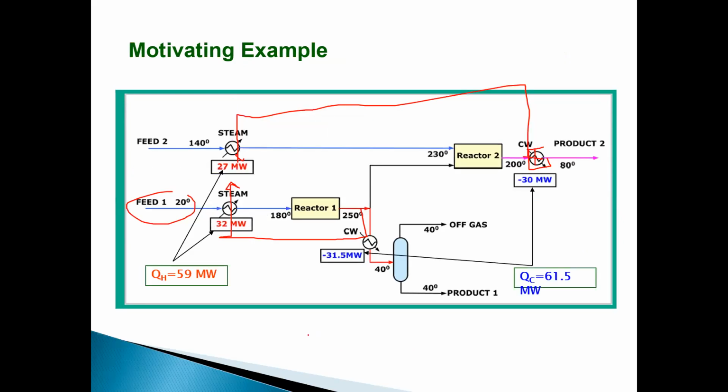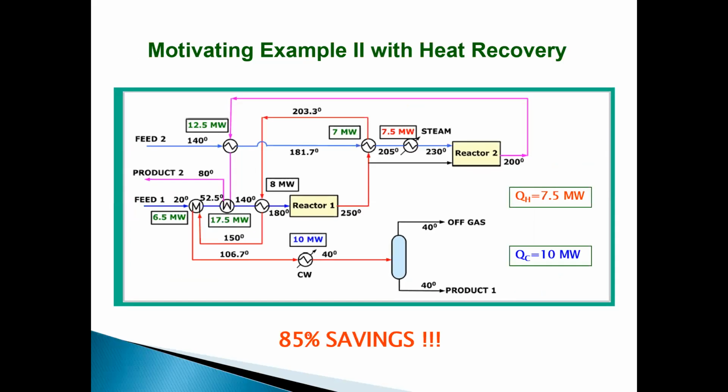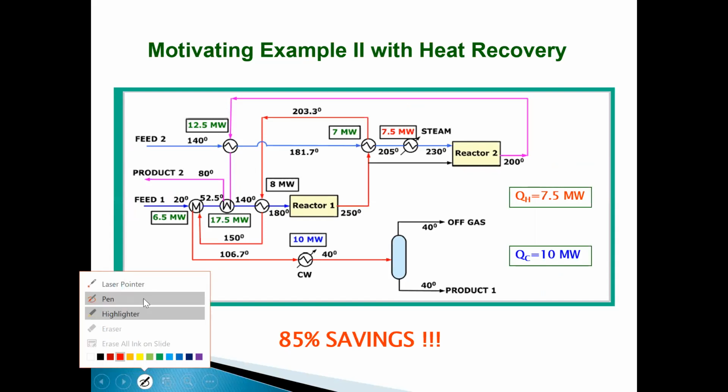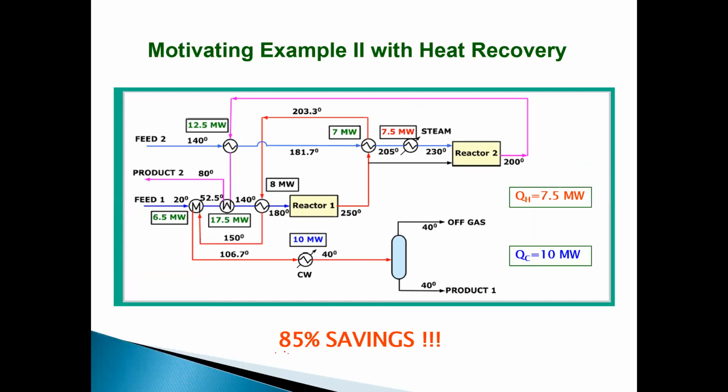Before, we had 59 megawatts for cooling, 61.5 megawatts for cooling, and 59 megawatts for heating. Now we have for the heating how much? 7.5. For cooling, we have 10 megawatts. So the saving of the cooling utilities and the heating utilities is 85%.